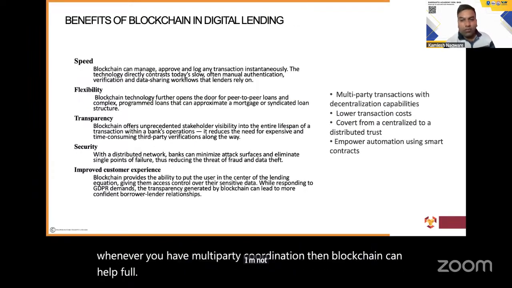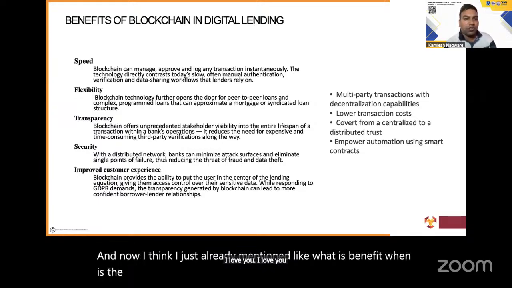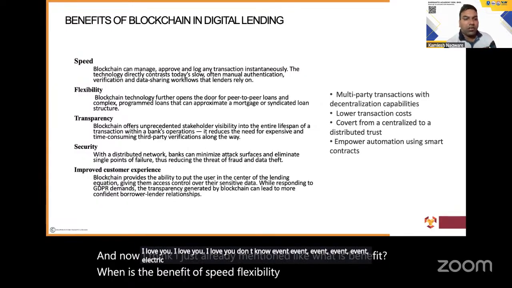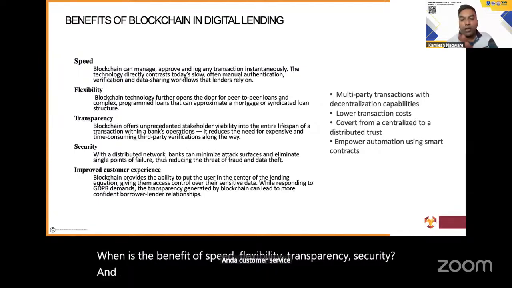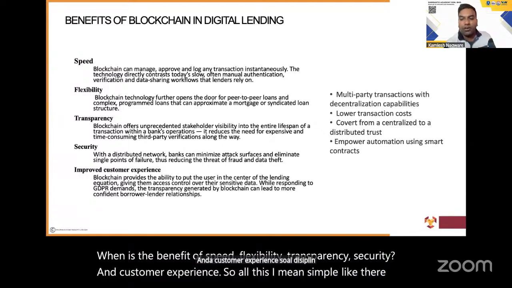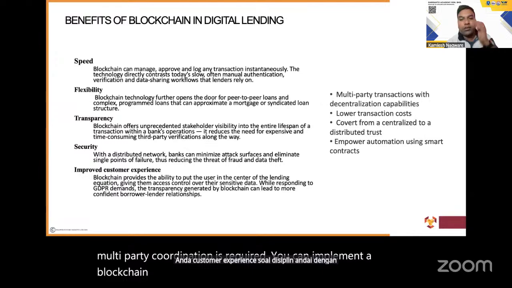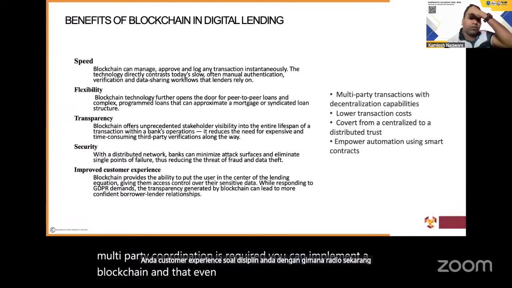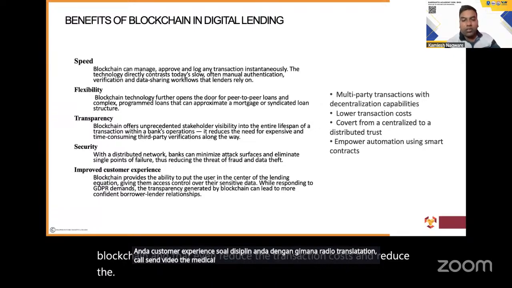And now I think I just already mentioned what the benefit is. One is the benefit of speed, flexibility, transparency, security, and customer experience. So with all this, there is multi-party coordination required. You can implement a blockchain, and that can even reduce the transaction cost and reduce the verification cost.